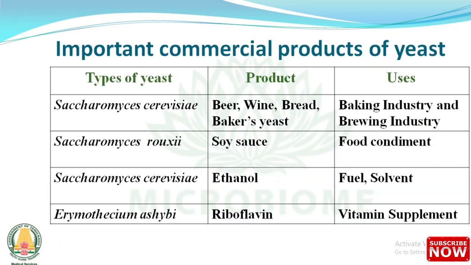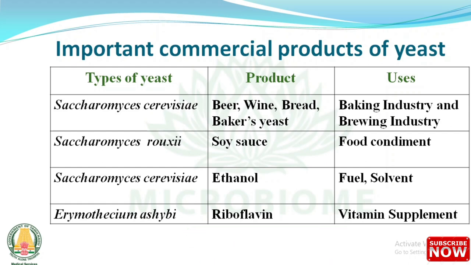And next, important commercial products of yeast. Saccharomyces cerevisiae. The products obtained from it are beer, wine, bread and baker's yeast. Its uses, baking industries and brewing industry. And then Saccharomyces rouxii. The product, soy sauce. Its uses, food condiment. And then Saccharomyces cerevisiae. Here the product obtained is ethanol. And uses are fuel and solvent.